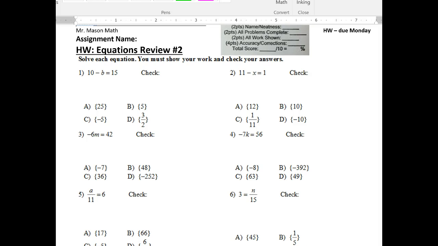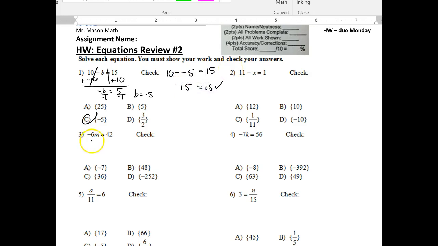So first one, draw your Tetris. That's a bad Tetris. So add -10 to both sides. In doing so, you should get -b equals 5. Divide by -1, and you get your answer of b equals -5. You check by saying 10 minus -5, right? You plug in your -5 for b is equal to 15, and indeed 15 is equal to 15.